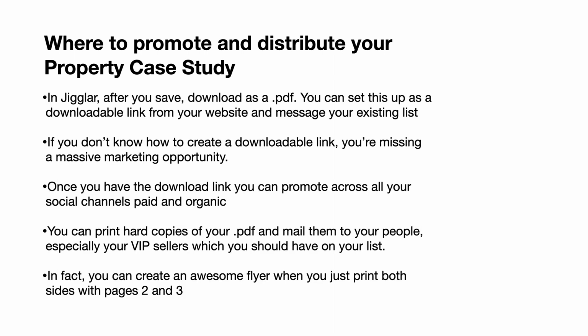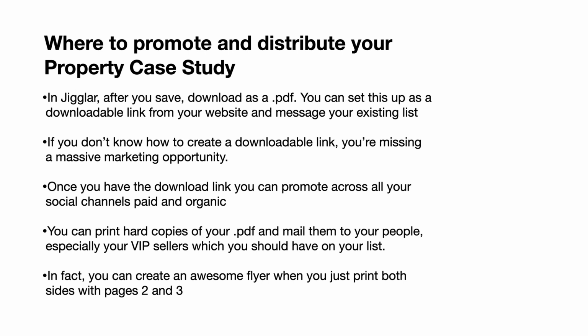So in Jigglar, after you save or download as a PDF, you can set this up as a downloadable link from your website and message your existing list. So if you want to send this document out to somebody in an email, you want them just to click on it. You don't want them to have to jump through hoops or sign into something. You just want them to click on it and get your message, right? Remove any barrier you can.